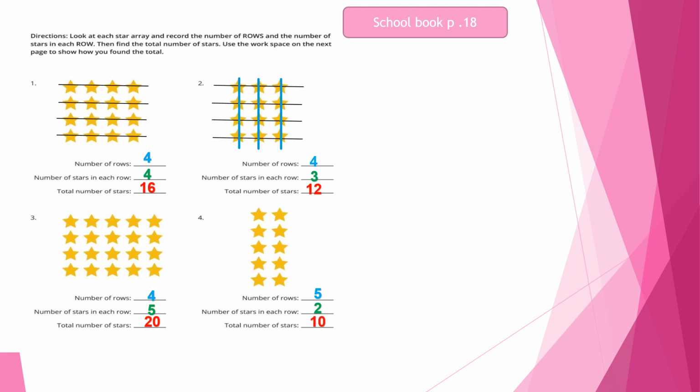The last array, how many rows do I have here? 1, 2, 3, 4, 5. In each row, how many stars? In each row, 2. So to find the total, I can add 2 5 times. 2 plus 2 plus 2 plus 2 plus 2. Or I can say 2 columns, and inside each column I have 5. So I can say 5 plus 5. The total, 10.